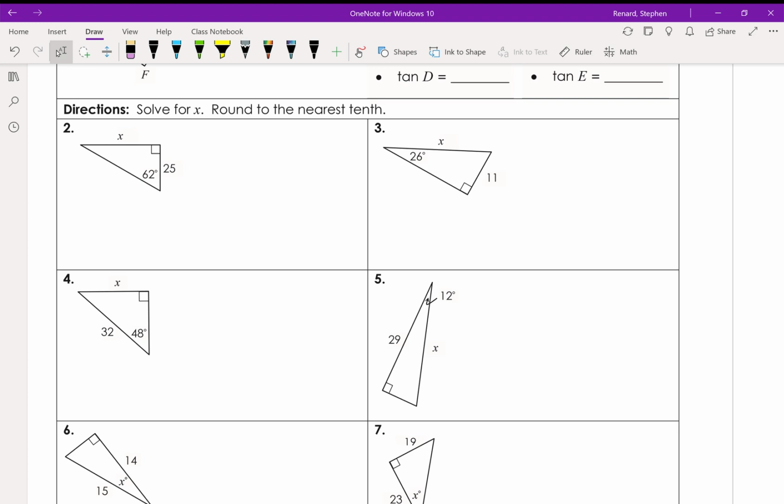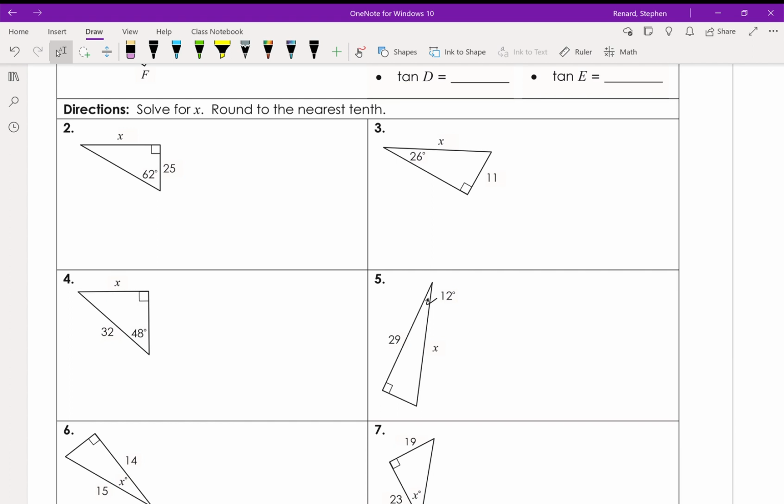Good evening, everyone. So what we're doing here is we're going over the angles of elevation and depression worksheet. Because the front of this worksheet works as a kind of catch-all for trigonometry, I'm going to go over a couple of each one. So starting with number 2.